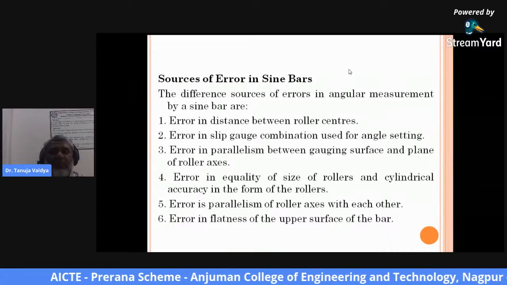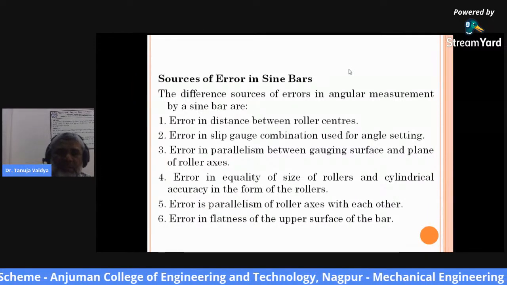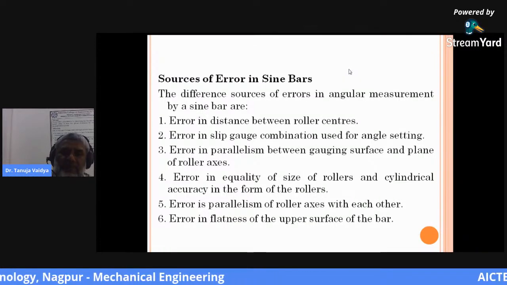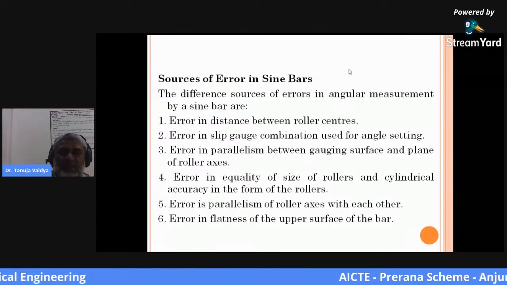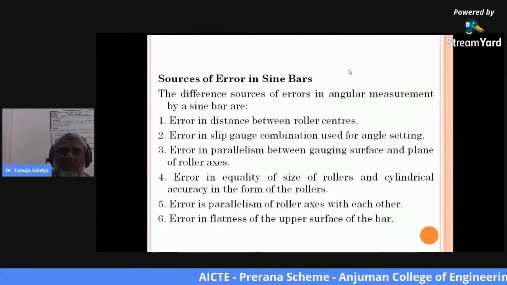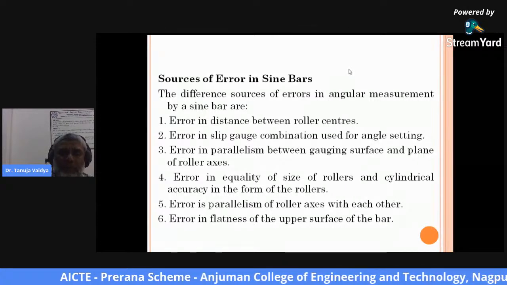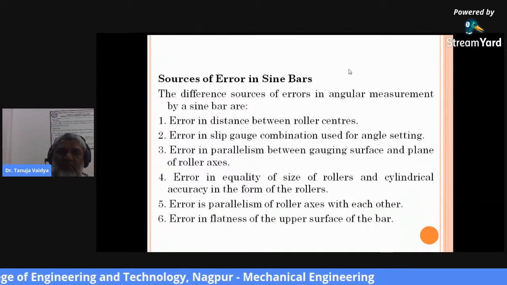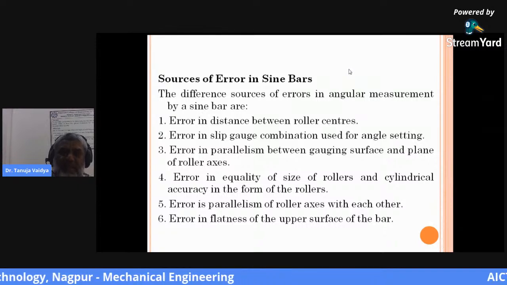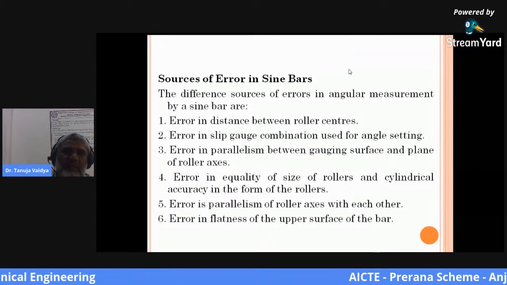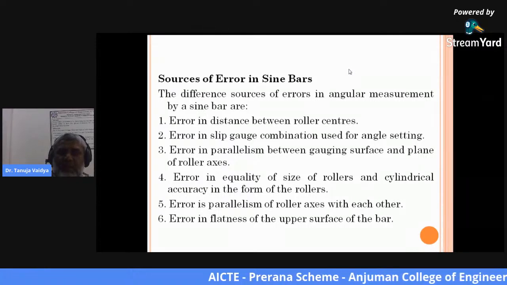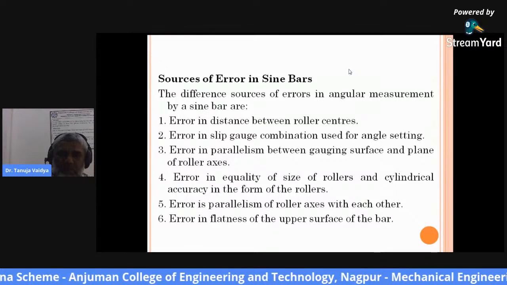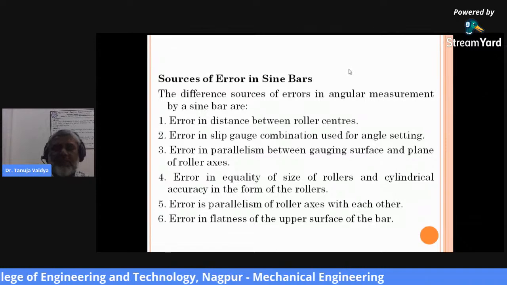Some of the sources of error in the sine bars are: the distance between two roller centers, if it is not properly maintained, then there will be error in angle measurement. If the slip gauge combination used for angle setting is not proper, then again the readings will not be proper. If parallelism between gauging surface and plane of roller axis is not as per the requirement, again errors will be there. Then there is error in equality of size of rollers and cylindrical form of the rollers, error in parallelism of roller axes with each other, and error in flatness of the upper surface of the bar.